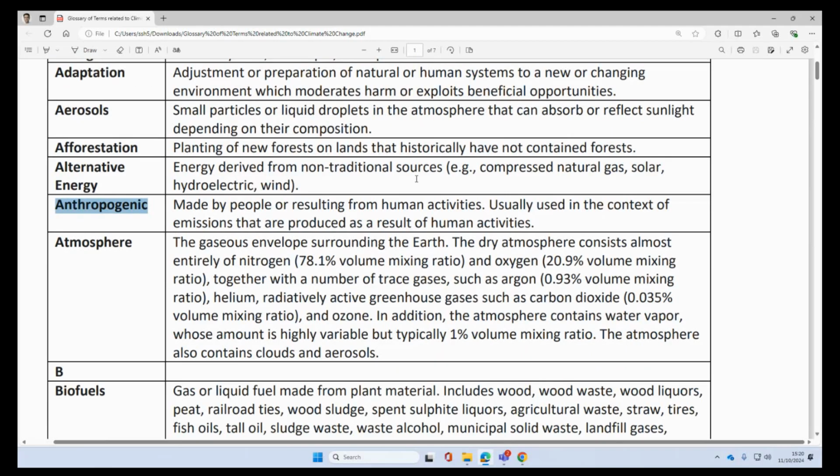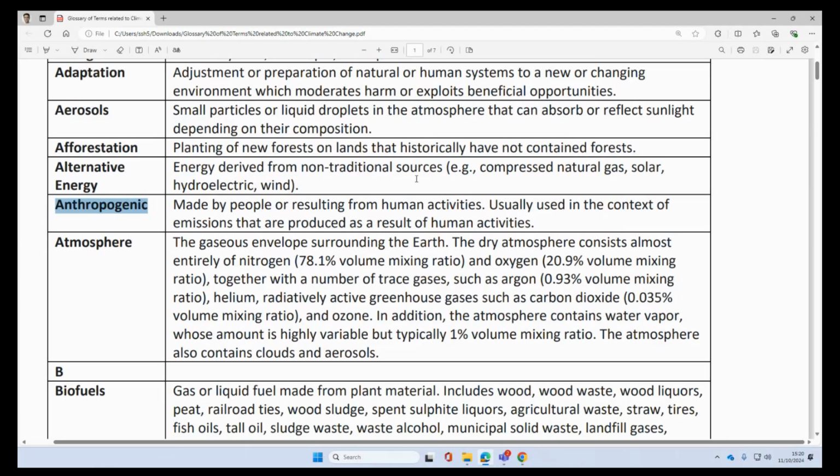Anthropogenic, right? So that's a combination of two words. Anthro, that relates to human beings, and genic, that relates to genesis or creation. So created by human beings. Most scientists think that climate change is a creation of human activity, or it's a result of human activity. And that's really an important thing for us to understand.